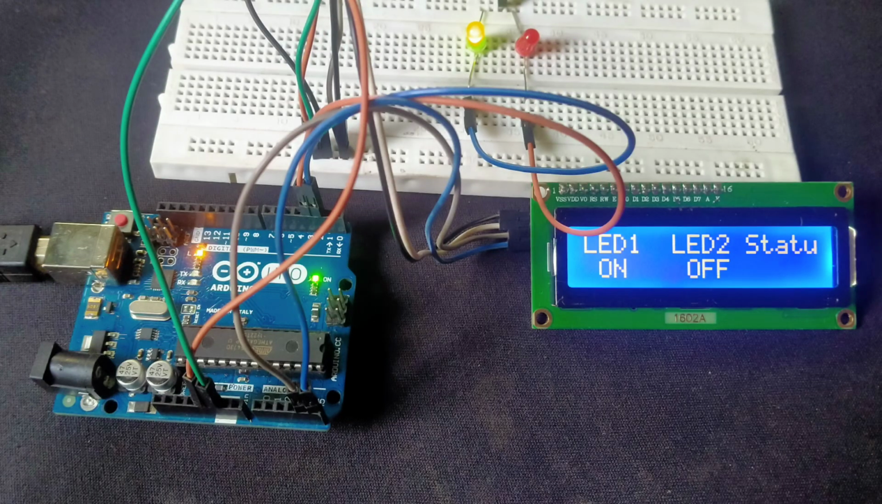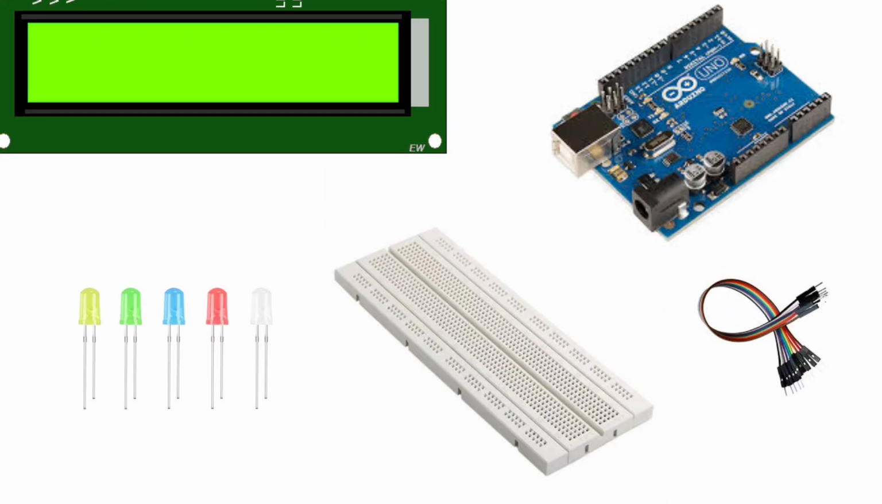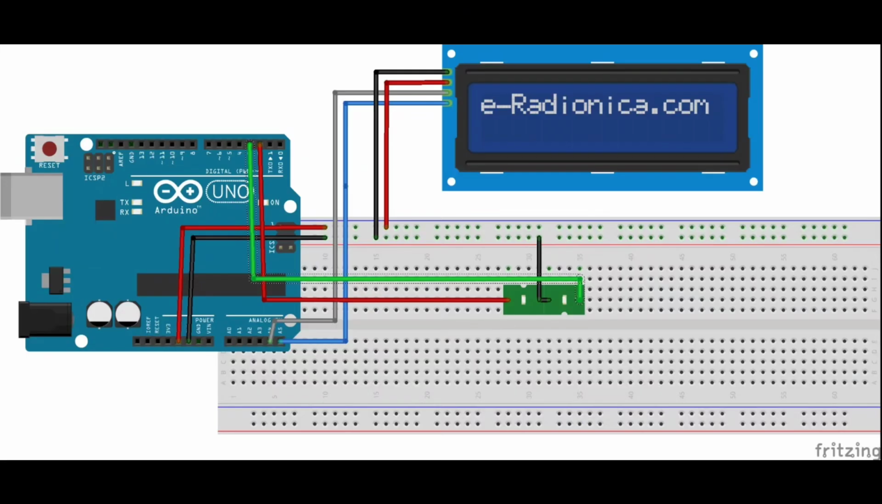Let's dive in. This project uses an Arduino board, two LEDs, a 16x2 I2C LCD module, and a few connecting wires. We'll program the LEDs to turn on and off sequentially while showing their status on the LCD.